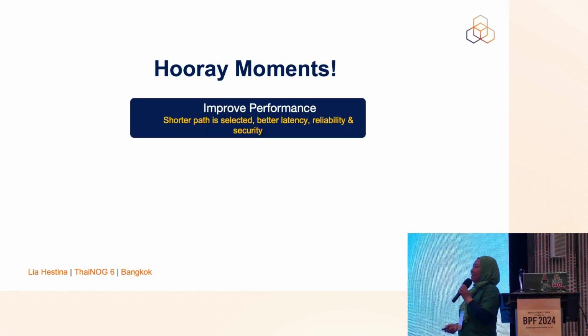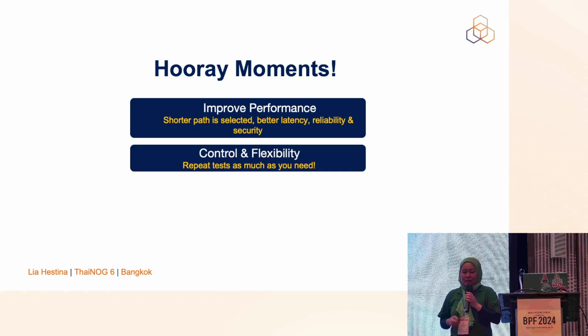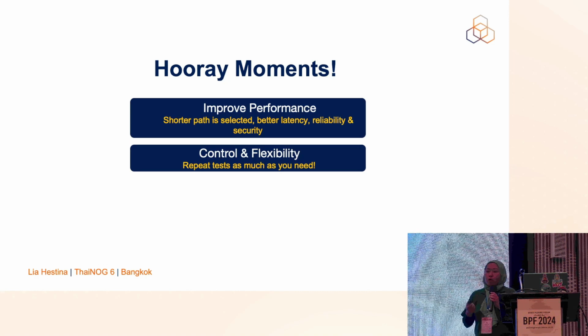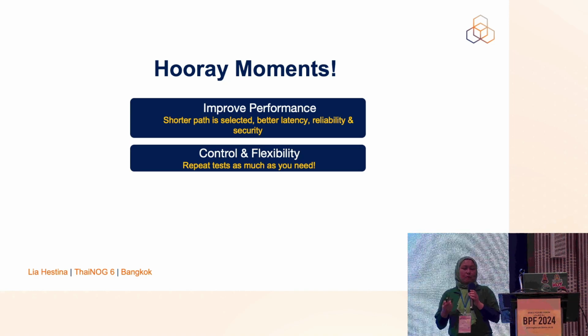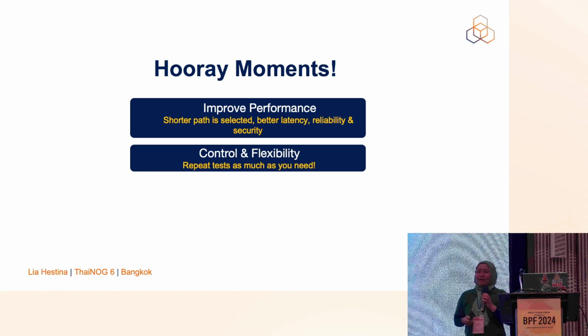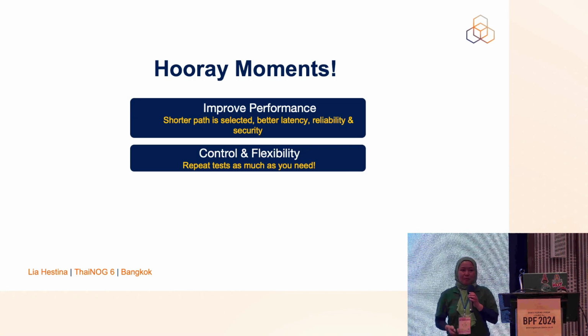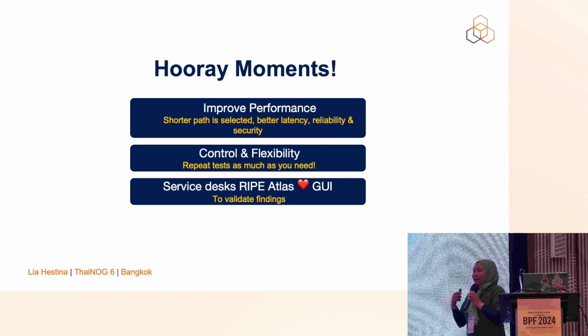Of course, now it's a hooray moment, because the performance is improved and the shorter path is selected, the latency is better, so now you have more reliability and more control and flexibility. What I mean by that is when you use the RIPE Atlas platform, you can run as many measurements, as many tests as you want or as you need, not as you want just for fun, right? Without having the headache of a big investment or breaking your bank. And we heard many times that the service desk, the first point of contact, loves the RIPE Atlas graphical user interface because it's easy to use. When someone calls and claims that the latency is high from one point to the other, you can just immediately run the test using the graphical user interface of RIPE Atlas.